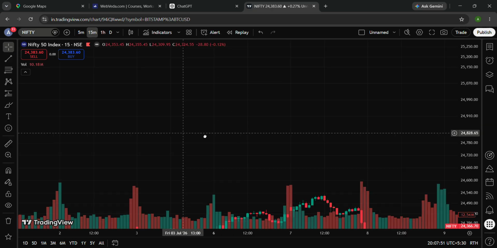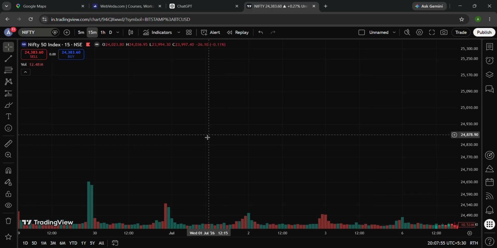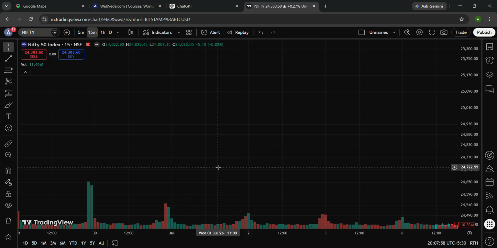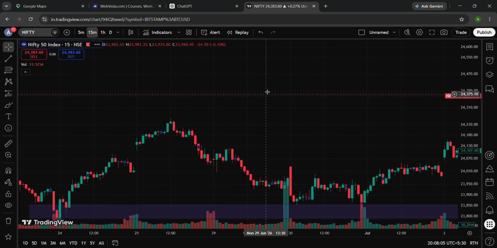So I think that you get it. Basically, when the volume is higher, it shows that the power of that trend is much higher than when the volume is lower, right? So I hope you get it.